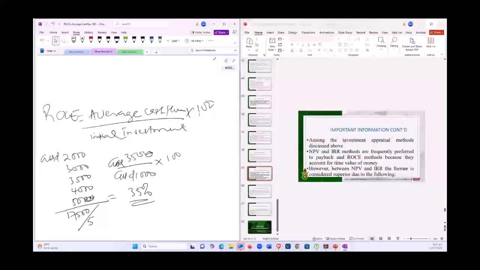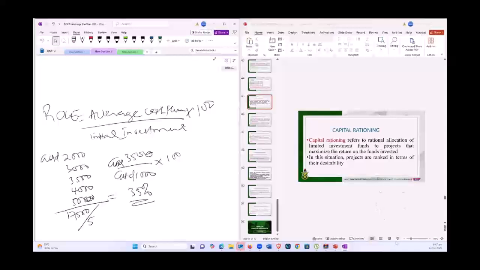Now, we want to look at capital rationing. So resources are limited. I guess you agree with me. Are resources not limited? They are limited, sir.